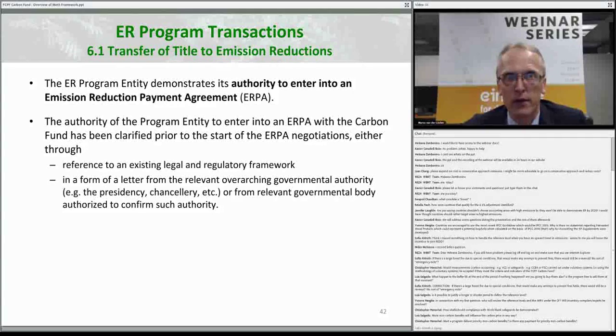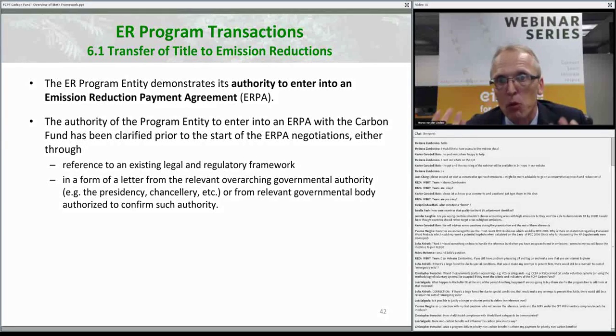And this authority needs to be clarified at the beginning, and that could be based on an existing legal and regulatory framework. Again, as part of your national readiness, most countries will be thinking about this sort of institutional setup. And in that institutional setup, one of the questions might be, okay, who has the right to go out and basically get paid for emission reductions. So you could provide a reference to this regulatory framework, or maybe there's a letter from a relevant overarching governmental authority, presidency, Ministry of Finance, etc. So that's step one. Program entity demonstrates that it has the authority to enter into the ERPA.